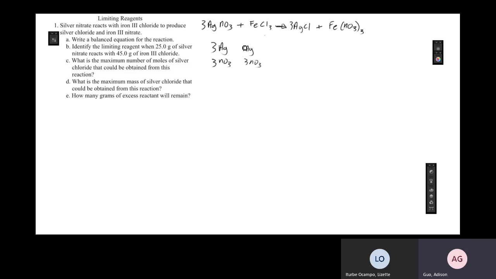So now that we have 3 and 3 for everything, let's go to the next one, iron. Iron looks good. We have 1 iron on the reactant side, 1 iron on the product side. And then last but not least is chlorines. There's 3 chlorines on the reactant side and 3 chlorines on the right side. So we're good. This is balanced. I'm just going to get rid of this because I'm going to need the space later.